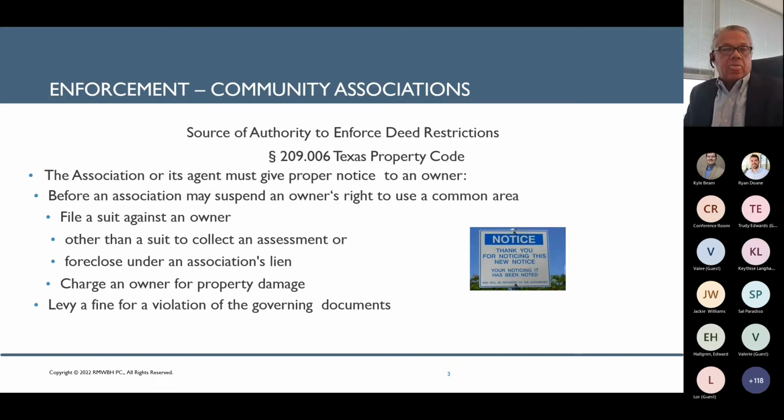Hopefully you all know now that this has been the law for quite a while: before an association can file a lawsuit on something other than an assessment, issue a fine, or charge an owner for property damage, the association has to send what we refer to as a 209 letter. That letter has to meet certain statutory requirements. The reference to 209 is to Texas Property Code Chapter 209, one of the primary laws that govern associations. It has the most regulations on associations.